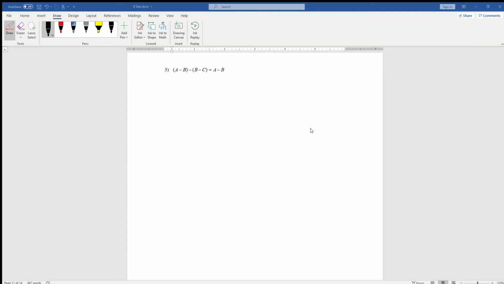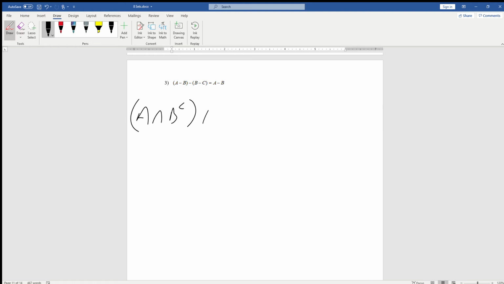So the first thing we always do is the set difference law. If I do this, this becomes A intersect B complement, intersect (B intersect C complement) complement. Okay, so that's our set difference.